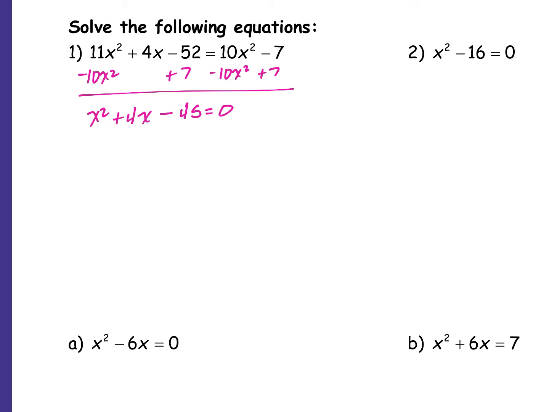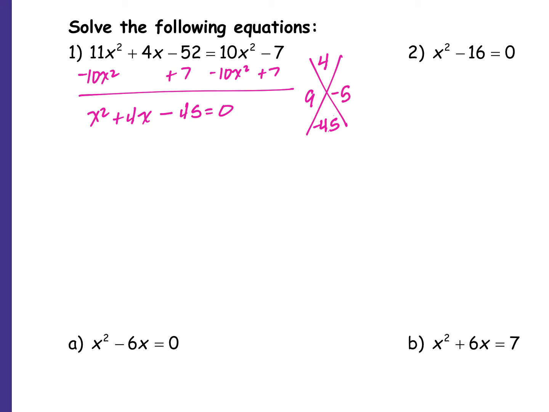So I want to see, are there two numbers that multiply to be negative 45 and add to be positive 4? Yeah, I think so. 9 and negative 5. Is that correct?